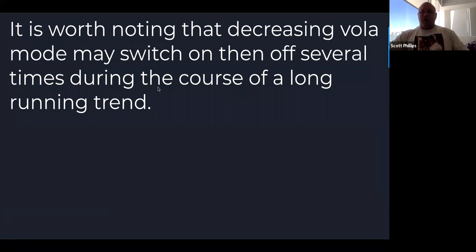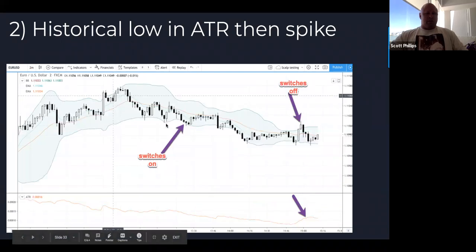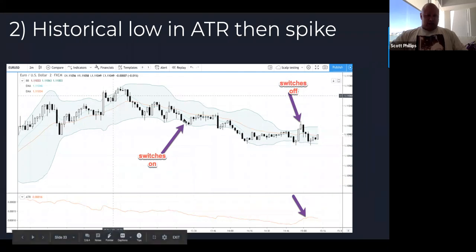Okay, and it's worth noting that decreasing volatility mode may switch on and off several times during the course of a long running trend. That's just totally normal. So you can see here, when does it become a trend? Becomes a trend here, switches on here with a single bar decrease.